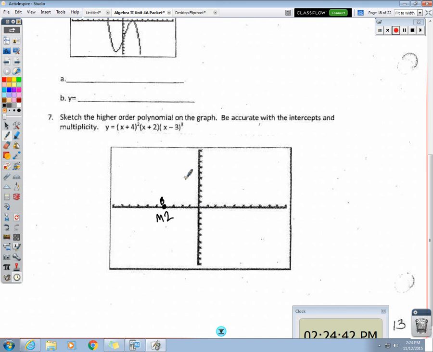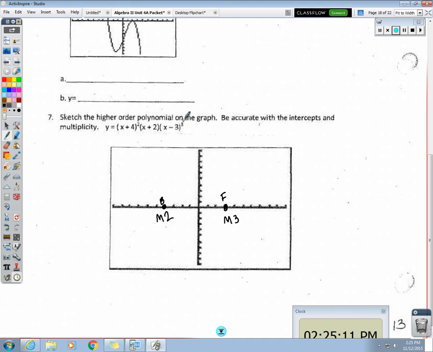Okay, somebody raise your hand and tell me something else. Okay, Tiara. Okay, somebody else. Niall. Flatten out. Okay, so at positive 3, because of that x minus 3, that's a multiplicity of 3. So right there, it's going to flatten out. Okay, are there any other zeros? Like, it's going to flatten out there because it's cubed.